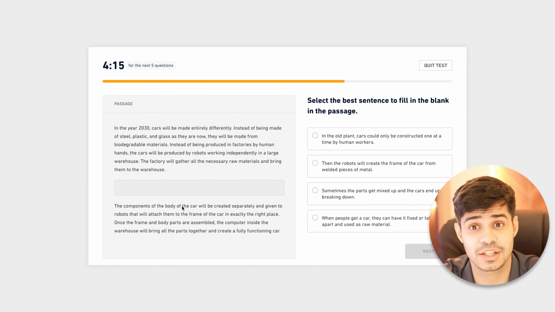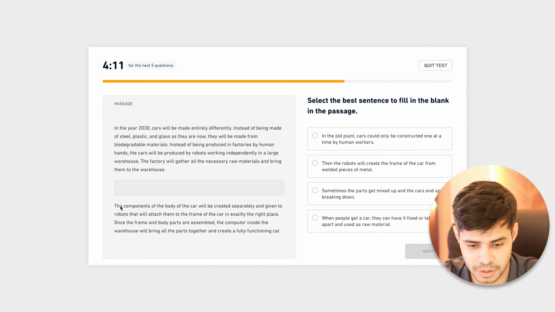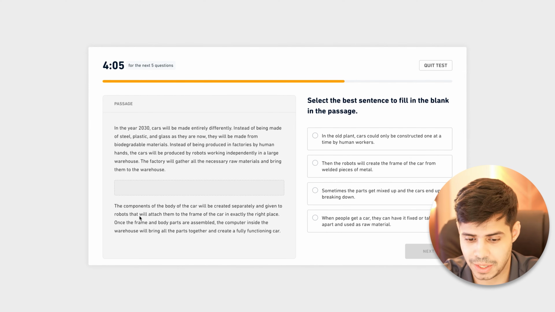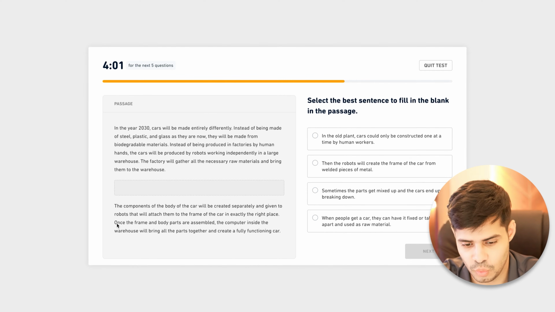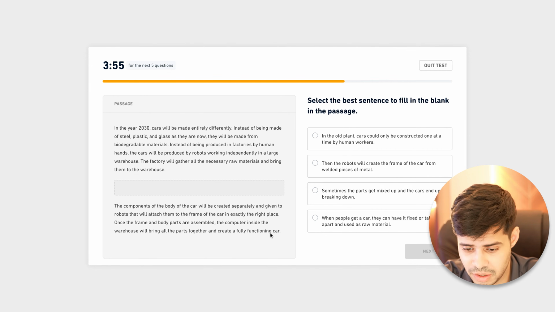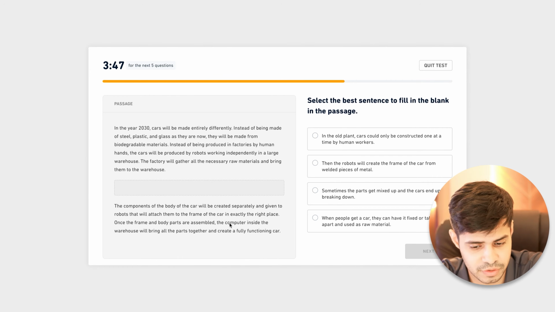Okay, so how do we connect these two, right? We have to understand what it'll do. And then the next part: the components of the body of the car will be created separately and given to robots that will attach them to the frame of the car in exactly the right place. Once the frame and body parts are assembled, the computer inside the warehouse will bring all the parts together and create a fully functional car.